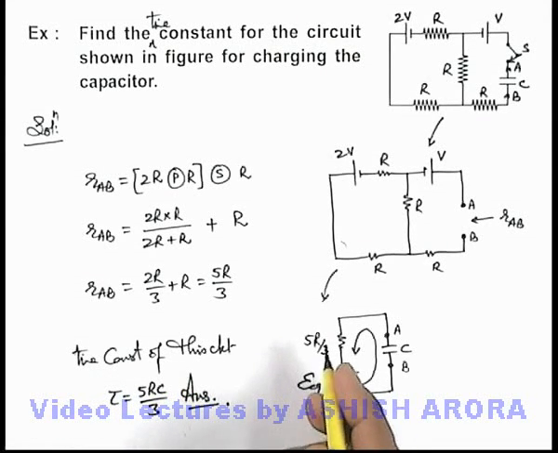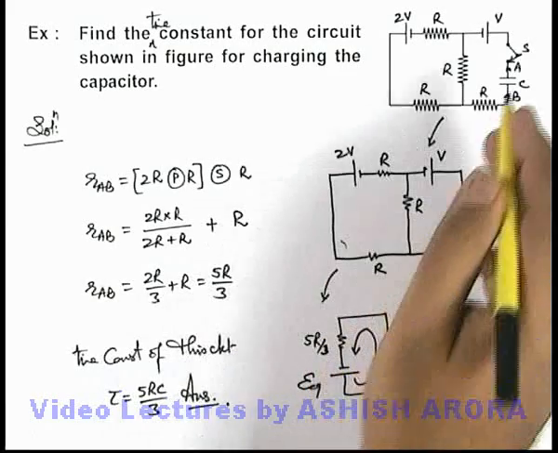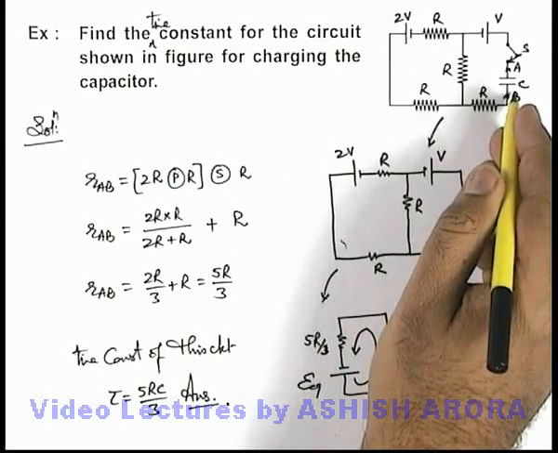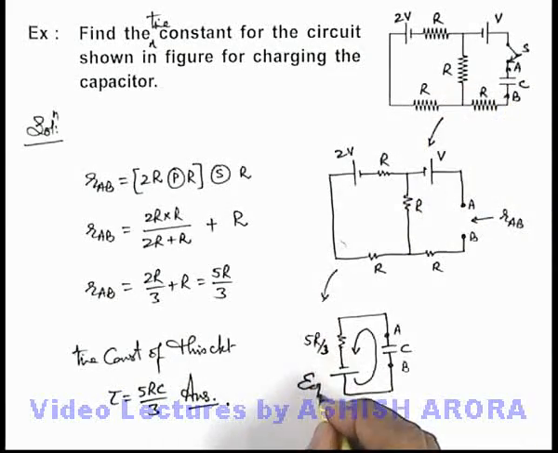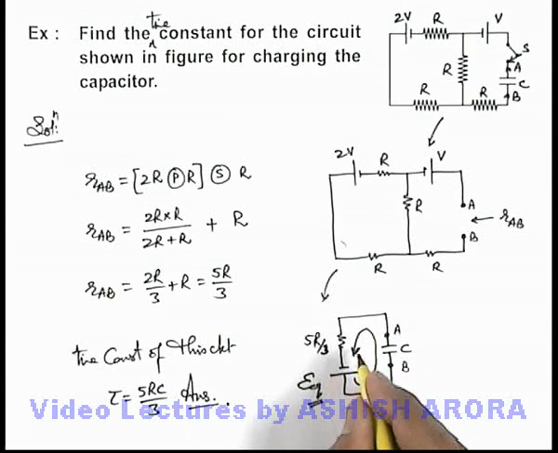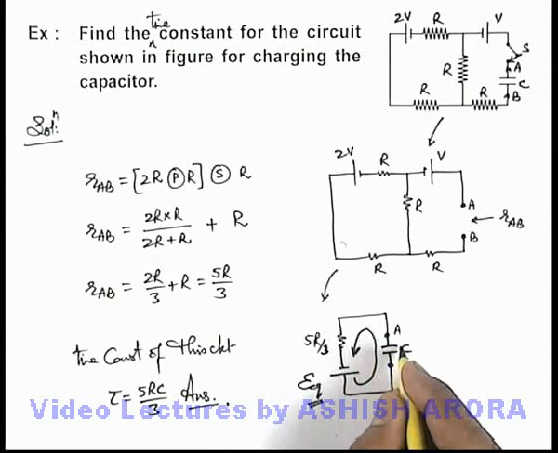If in this problem we are required to calculate the charge on the capacitor as a function of time, in that situation I need to calculate the value of E equivalent, and then I can directly use the relation of charge on the capacitor as a function of time in case of a series RC circuit, of which we have already done the transient analysis.